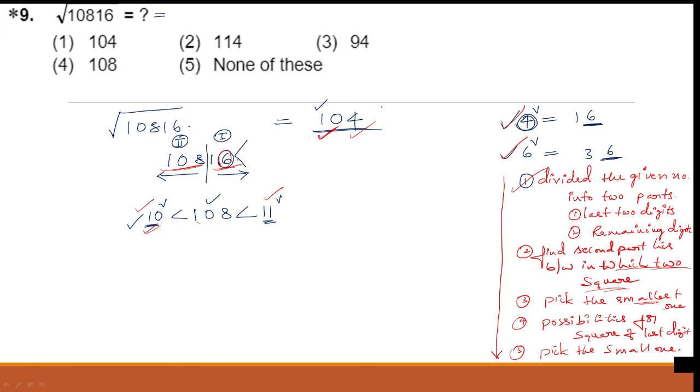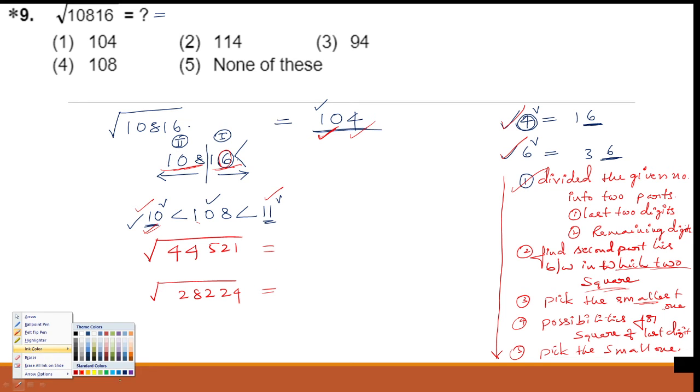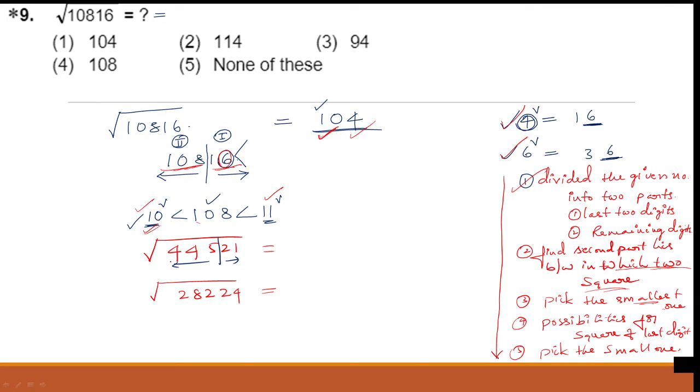Is this clear? Okay, now I'll give you some more examples for understanding. That is 44521 is one example. Another example is 28224. Now I am going to divide this. What is the first step? We need to divide this into two parts. This is the first part and this is the second part.